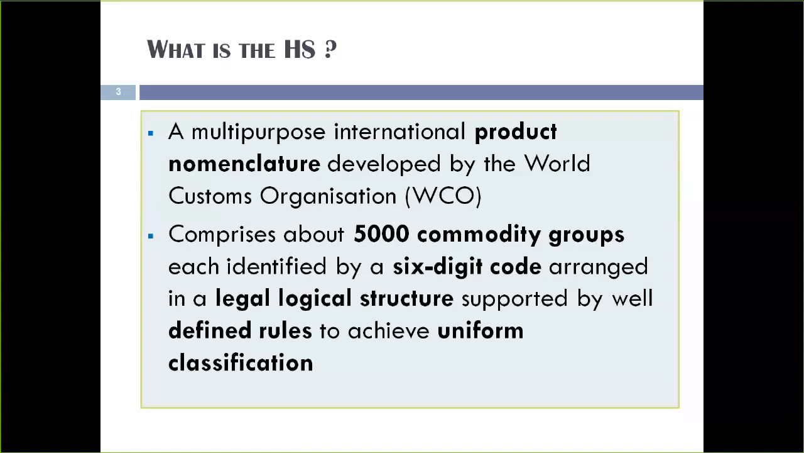The number of commodity groups is determined by a particular committee of the World Customs Organization. The 6-digit code, which is assigned to products, again, is uniform across all countries, must be adopted, and cannot be modified by countries. It follows a particular structure, a particular order, which countries are not at liberty to change. And there are very specific rules, some of which we will go through, in order to achieve the classification of products.